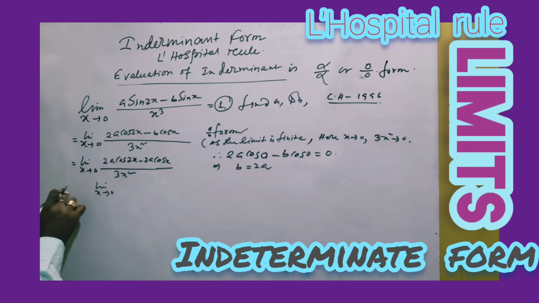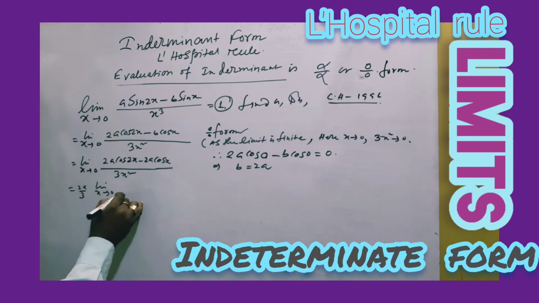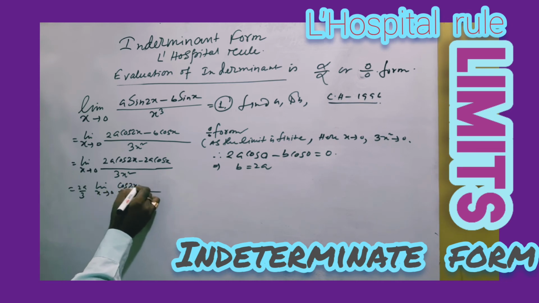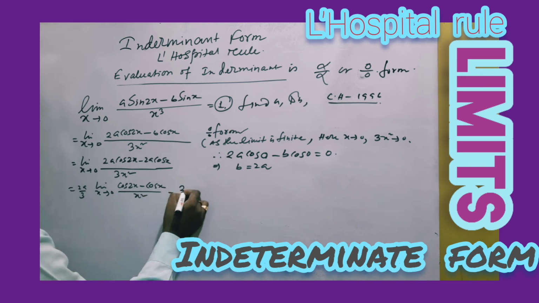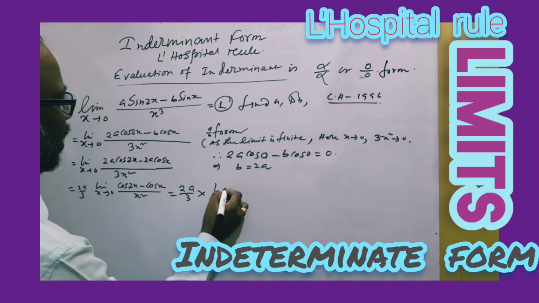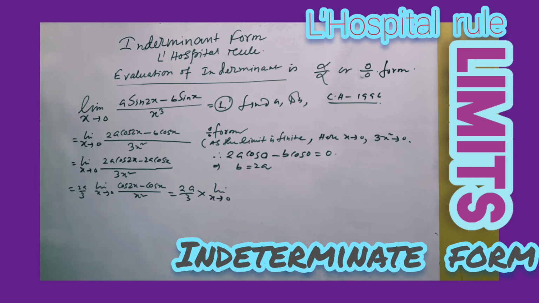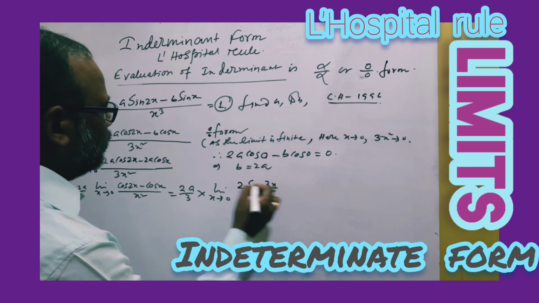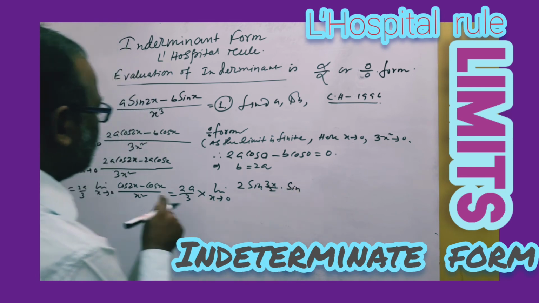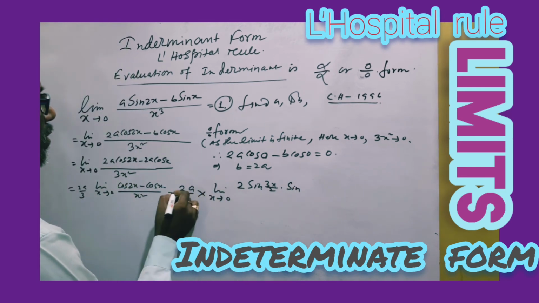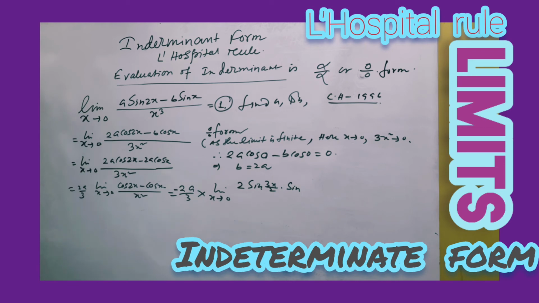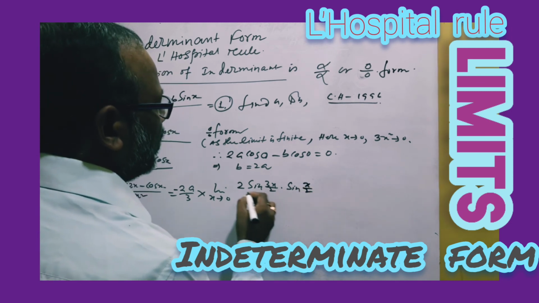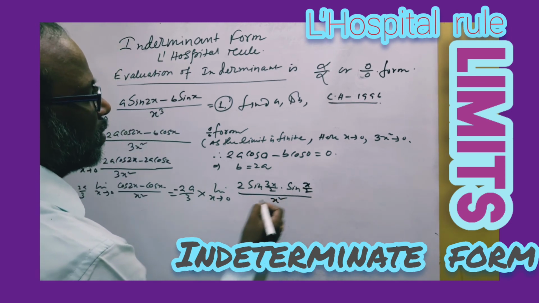We take common twice a, and this is 2a by 3 here. So limit cos twice x minus cos x, and that is x square. And you know the formula, this is twice a by 3, and this is the sum and product formula, cos C minus cos D. You can write here 2 sine 3x by 2, and this is here sine (D minus C) by 2. This is here minus, so D minus C by 2, this is x by 2, and whole divided by x square.